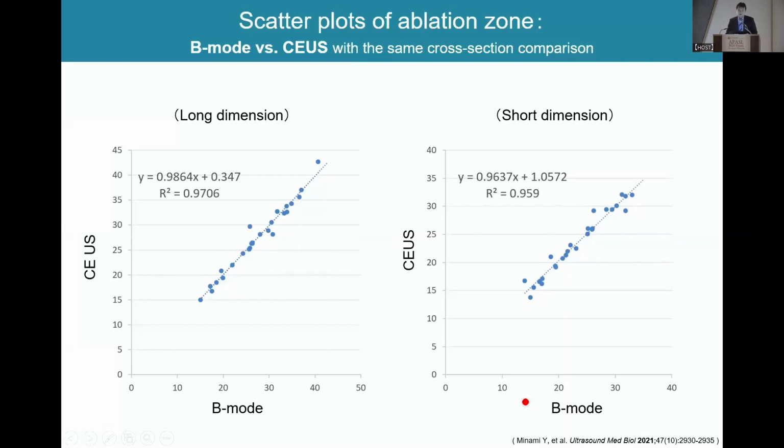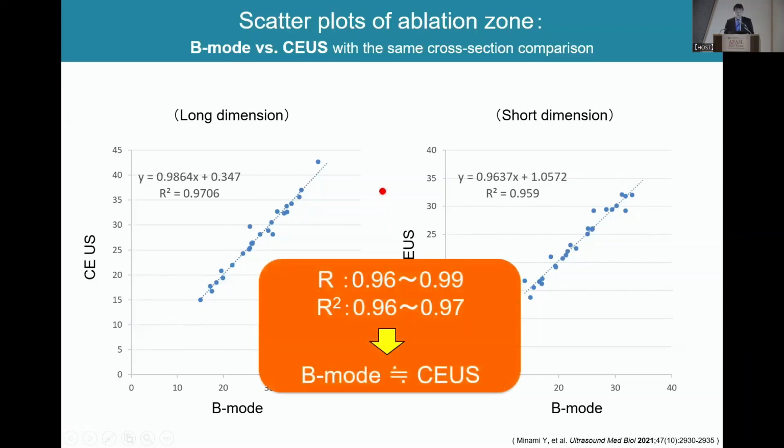You can see the scatter plot of the ablation zone between B-mode US versus CEUS with the same cross-sectional imaging. The R values for the long and short dimensions were 0.98 and 0.7 respectively. So these results show a highly positive correlation of ablation size between B-mode US and CEUS.